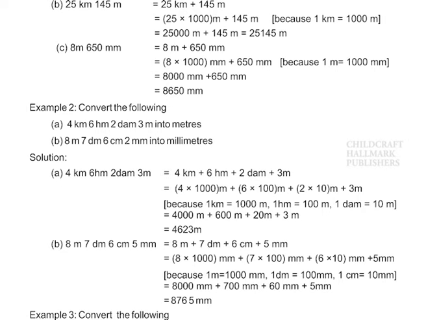8 meters and 650 millimeters is equal to 8 meters plus 650 millimeters, is equal to 8 into 1000 millimeters plus 650 millimeters is equal to 8000 millimeters plus 650 millimeters is equal to 8650 millimeters. Example 2. Convert the following.